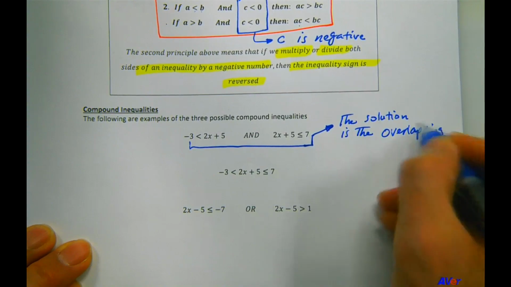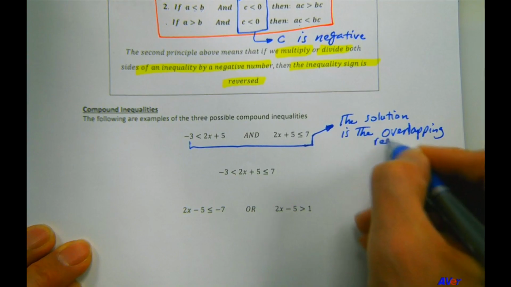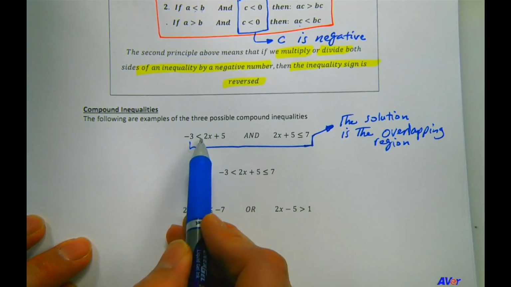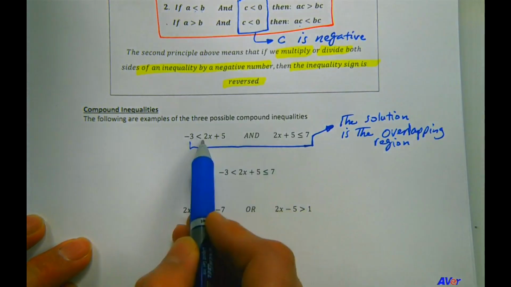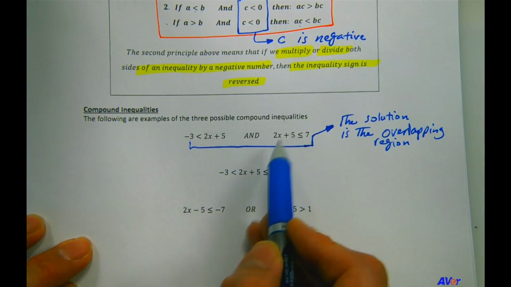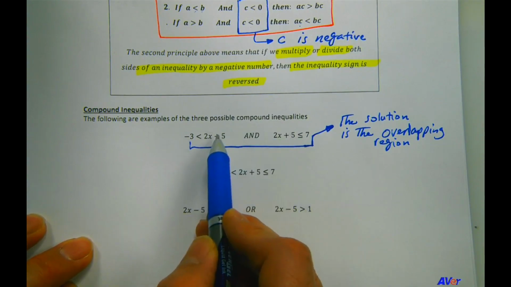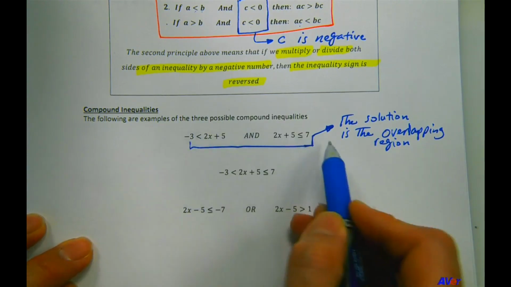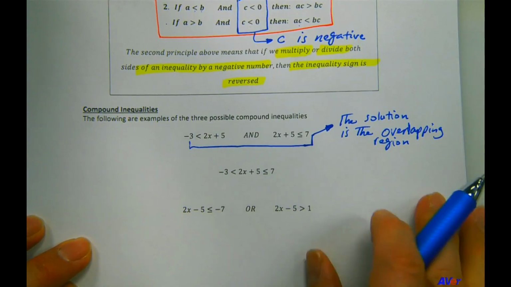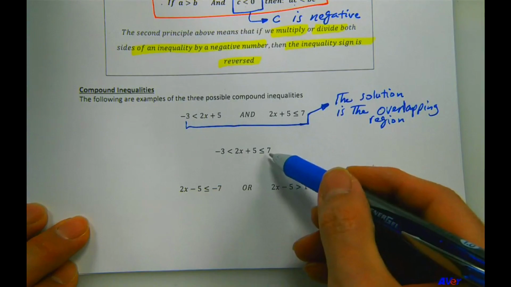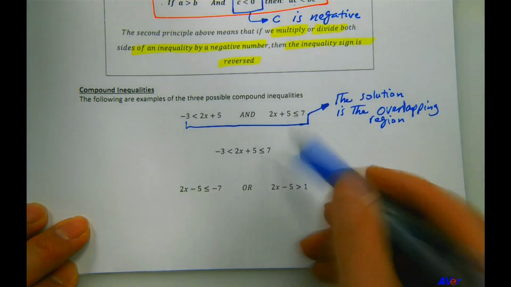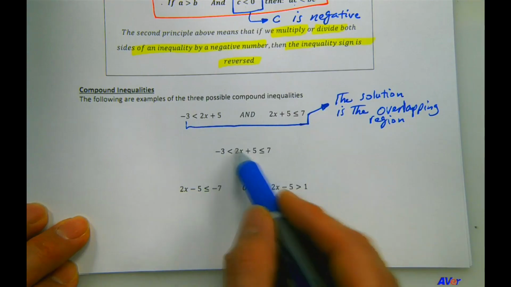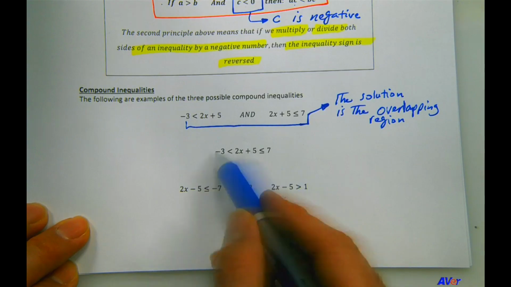is the overlapping region. So what does this mean? It means you're going to have to solve each piece individually. This one individually, solve for x here, solve for x there, and then see where those two solutions overlap. That overlapping piece is the solution of the entire compound inequality. Okay, that's what that means. So if you have this kind of compound inequality, then you solve for x, and the solution of the compound inequality is in between the numbers on either side.